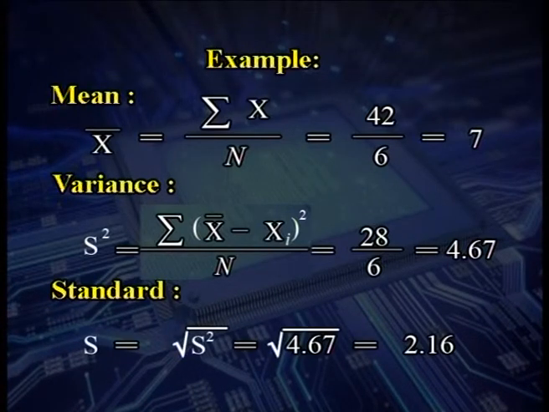Now, for the same sample, suppose you want to find out the standard deviation, then as you have seen earlier, root of S square, the variance. So, in other words, variance is 4.67. So, root of 4.67 will give us the standard deviation, and if you calculate it, you will get 2.16. So, 2.16 is the standard deviation of the scores that we have noticed earlier.